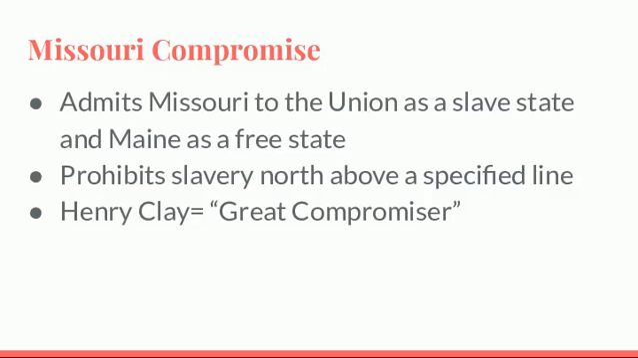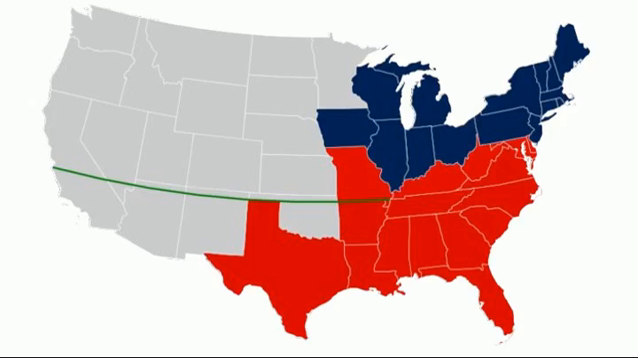So here's basically what Henry Clay does. By the way, this is what makes him known as the Great Compromiser. The Missouri Compromise is going to do this. First, it admits Missouri as a slave state. To keep the balance, Maine gets added as a free state. So one slave state, one free state.